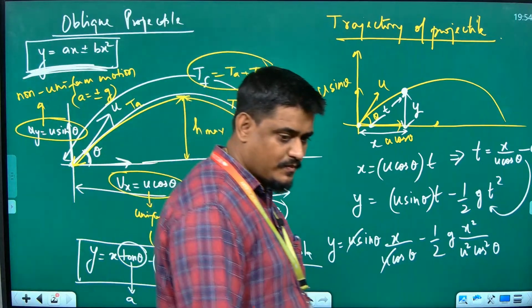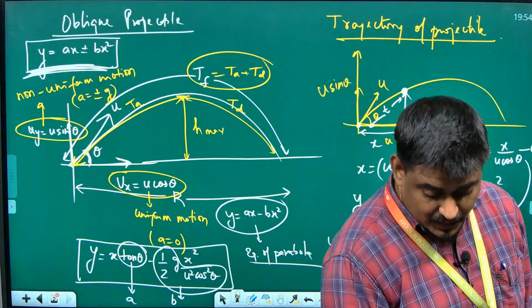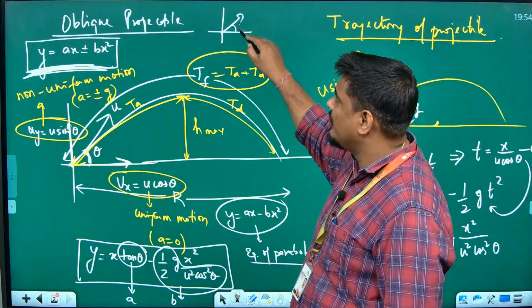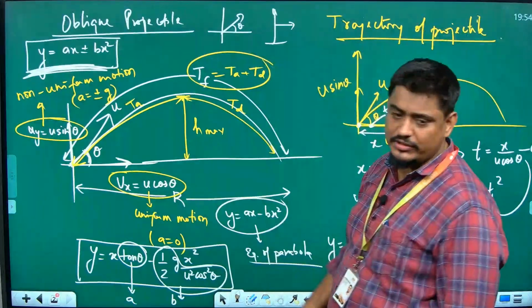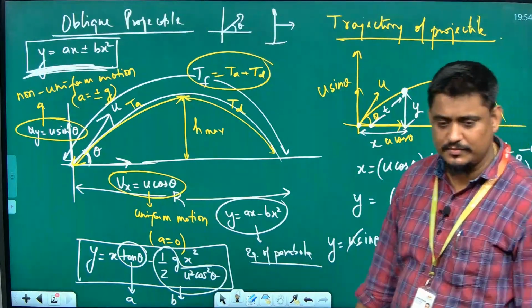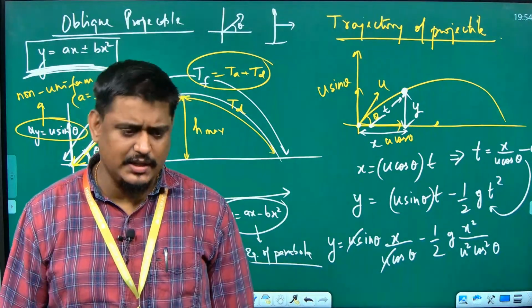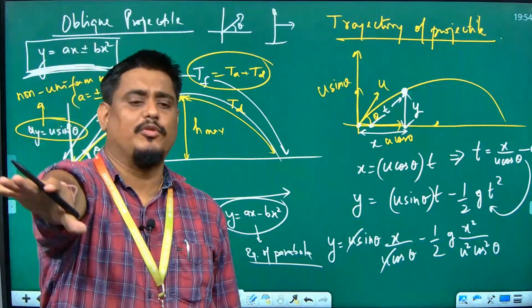Sir, I can't understand what is oblique. Oblique means at some angle theta. If you are throwing something horizontally like this, it will be called a horizontal projectile. Since you are throwing making angle theta, it is called an oblique projectile. If you are throwing vertically, it is called a vertical projectile.